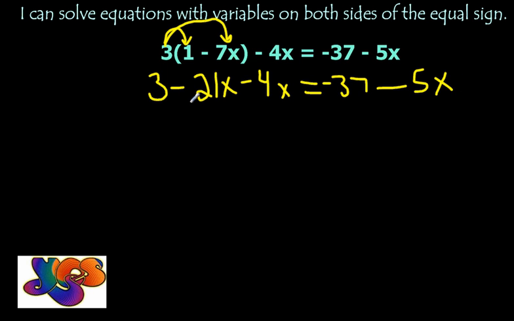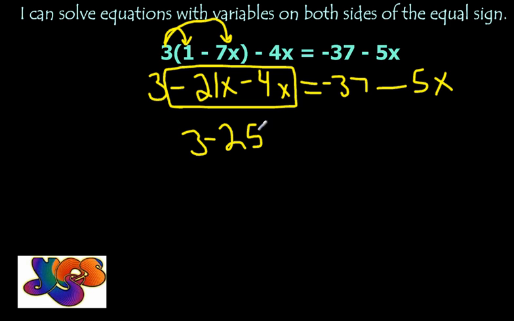Now my next step is to make sure that on this side I'm going to combine like terms. I have a couple x's. I'd rather move them all as one big group. So I'm going to go negative 21x minus another 4x gives me 3 minus 25x equals negative 37 minus 5x.